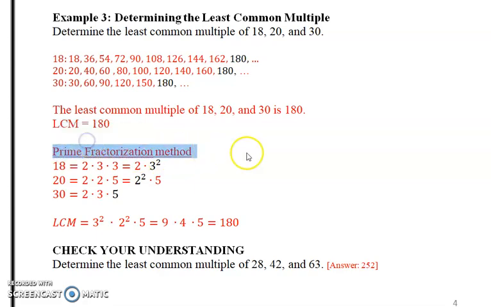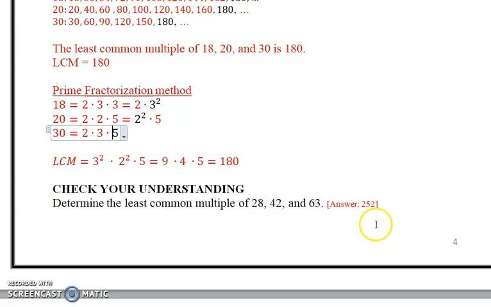And the prime factorization method, remember you have to highlight the greatest power in each list. So 3 squared, the highest power was squared. This had a power of 1, right? So we picked the 3 squared. This had a power of 2. 5 has a power of 1, so we picked the 2 squared. And in the cases where all the powers are the same, then we just pick the highest number, 5, and then multiply those 3 together from each, and you get 180.